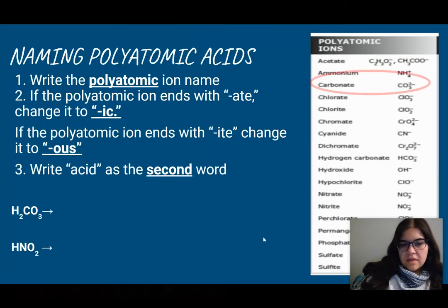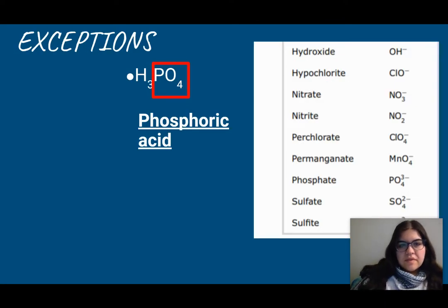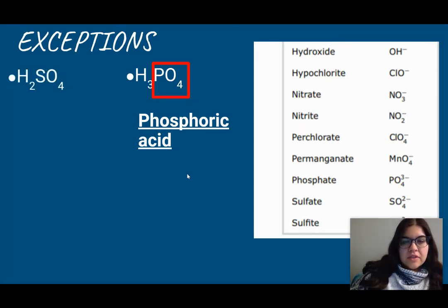So we do have a few exceptions to those rules. For H3PO4, you would think that when you take the root, right, we have phosphate. When you take that root, it would be phosphic acid, but actually it's phosphoric acid. So even though phosphate doesn't include that "or", when we name it, we do want to call it phosphoric acid, not phosphic acid. For H2SO4, it's going to be sulfuric acid.